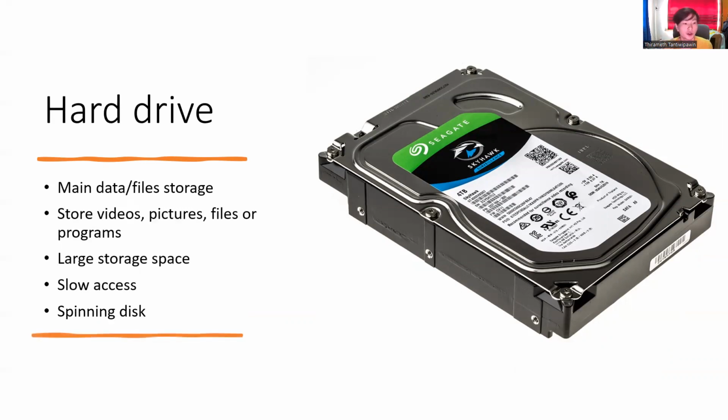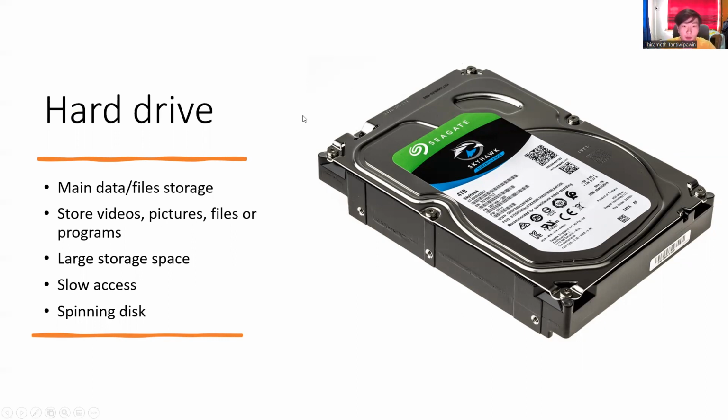And next, the hard drive. The hard drive is the main data files and storage. It is where you store your videos, pictures, files, or programs or games that you have downloaded. It has a large storage space, but slow access. Most hard drives are a spinning disk. And because of its slow access, it can't provide instant access for your CPU.